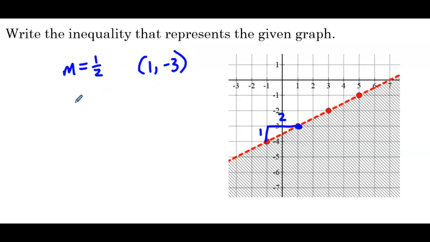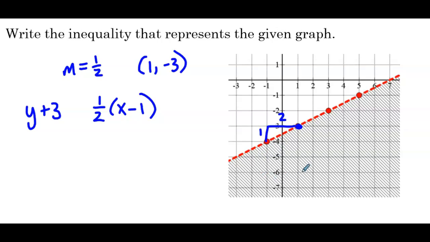So writing the equation in point slope form, I'd have y plus 3. Not going to write equals, I'll leave that blank. 1/2 times x minus 1. If we were writing the equation of a line, that would be equals. We're writing an inequality. So the first thing that I see is that we have a dashed line. So that means we're either going to have less than or greater than.